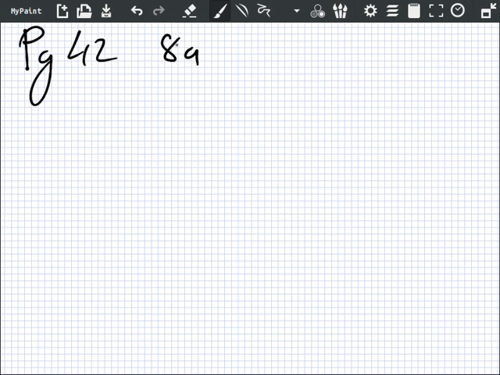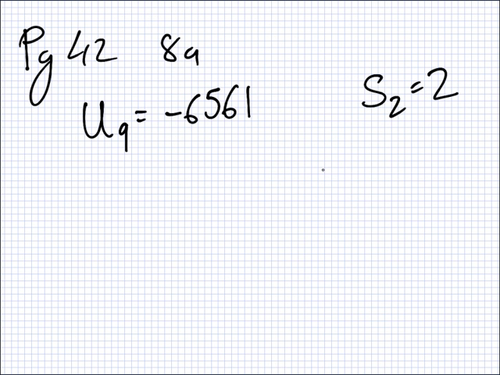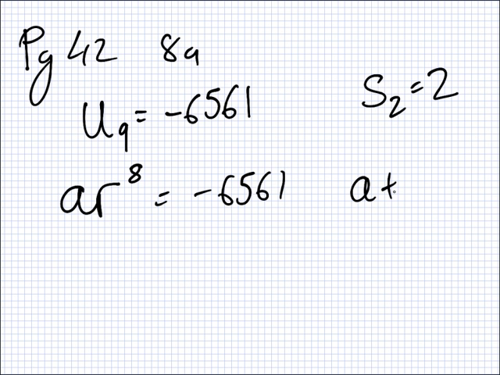So I tell you that the 9th term in a GP is minus 6561, and the sum of the first 2 terms is 2. Okay? So this can be changed into a r power 8. And this one, well, it's the first 2 terms only, so it's a plus, what's next? First term is a, and the second term is ar.